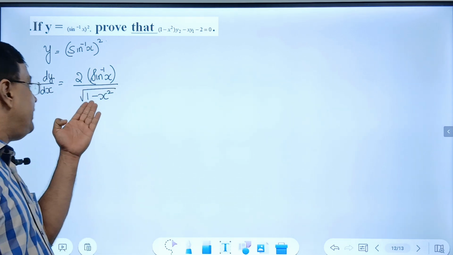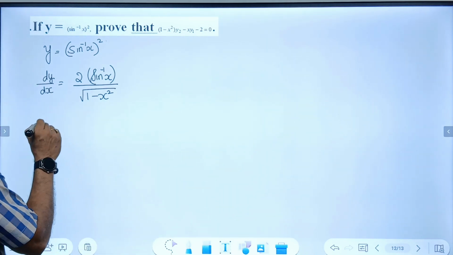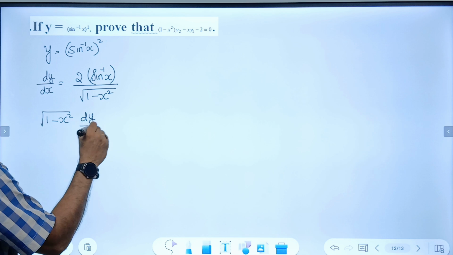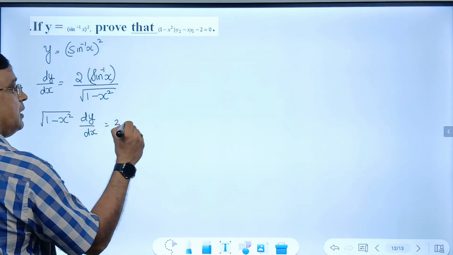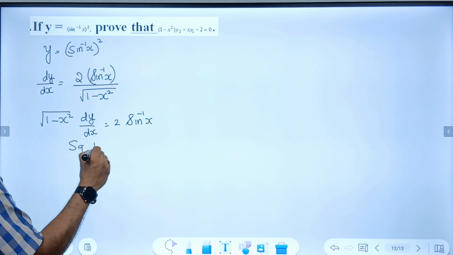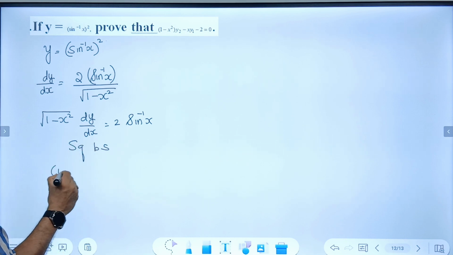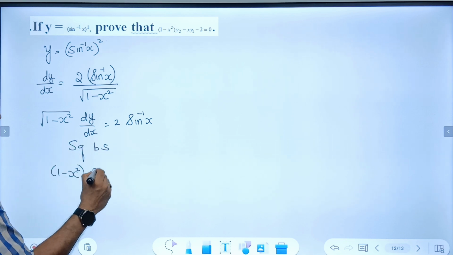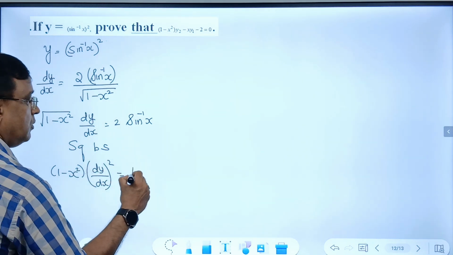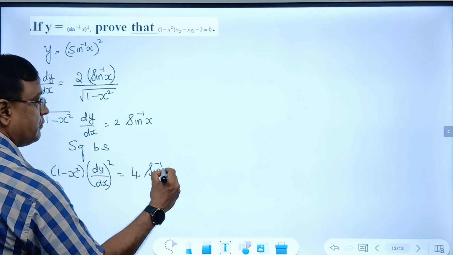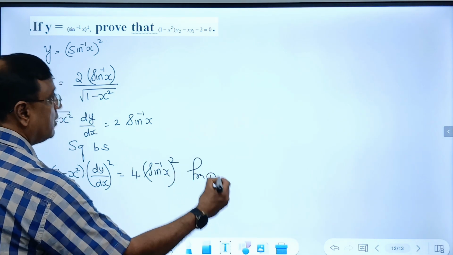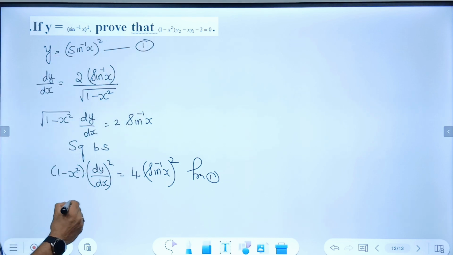As usual, I don't like this square root, so get rid of it. How do I get rid of it? First I cross multiply. And to get rid of the root, I square both sides. So when you square both sides, what do you get? 1 minus x square into dy by dx the whole square equal to 4 sine inverse of x the whole square.